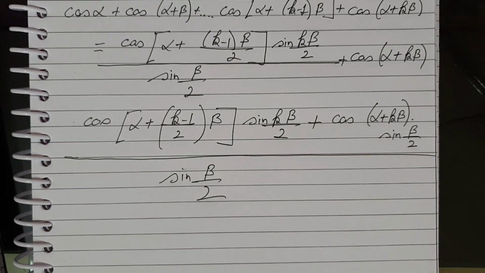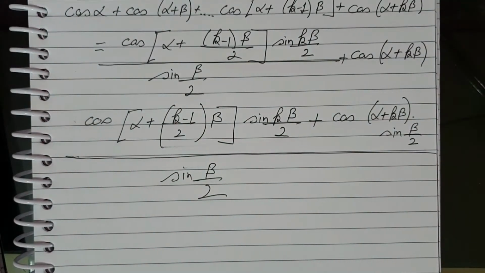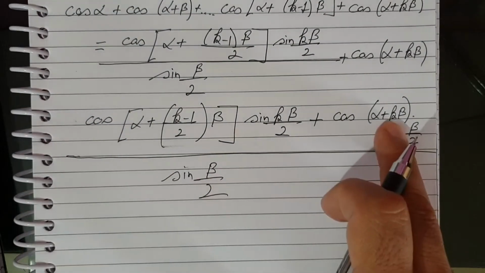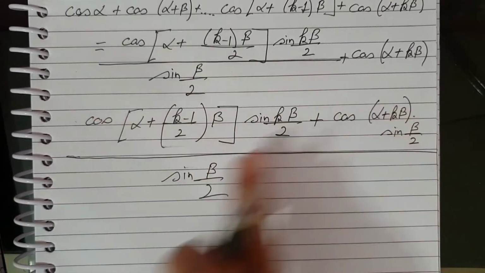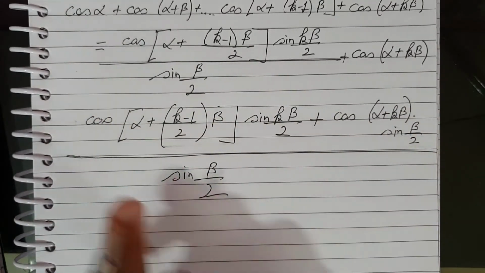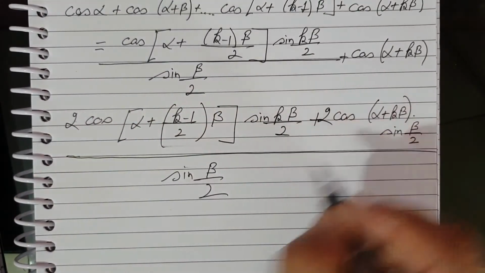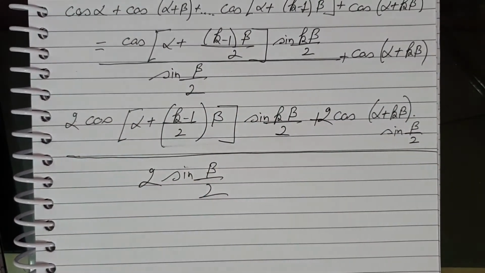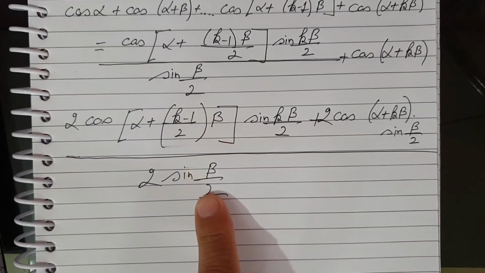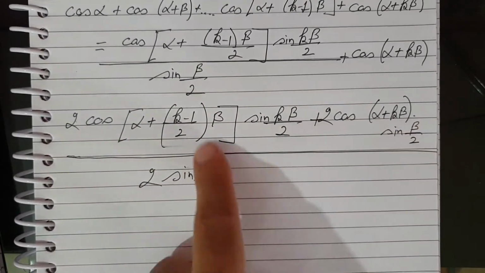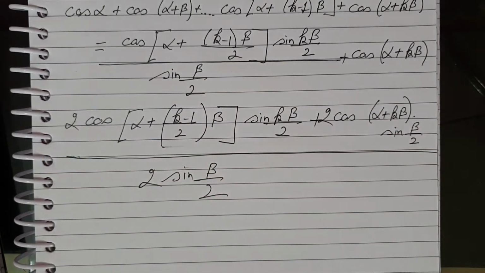Now what we will do is multiply this whole fraction by 2, and also divide by 2, so multiplying and dividing by 2 makes it 2 in the numerator and 2 in the denominator. Okay, now the next step. Now see, what is this?